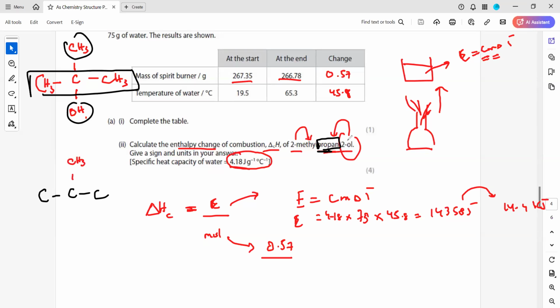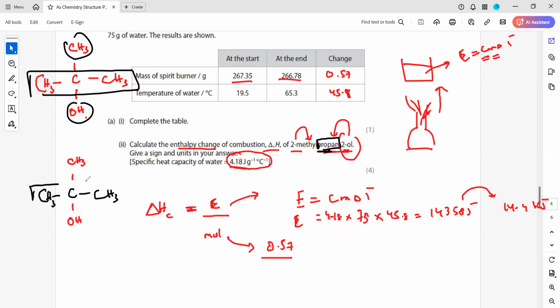And then the second carbon also has an OH. How many hydrogens should this carbon have? Because it is forming 1 bond, this should have 3 hydrogens. This carbon has formed 1 bond, so how many hydrogens should this have? This should also have 3 hydrogens.